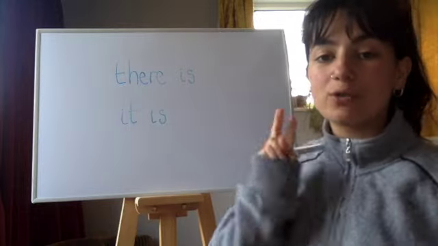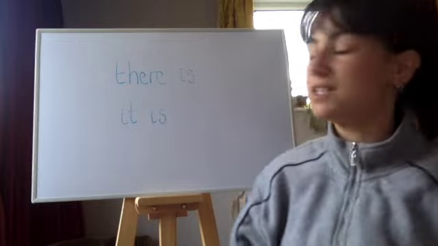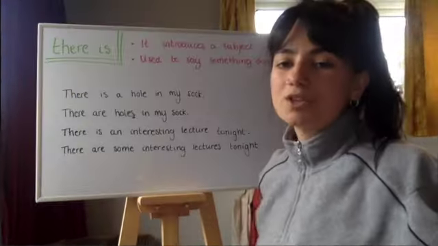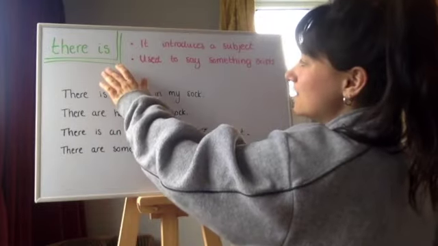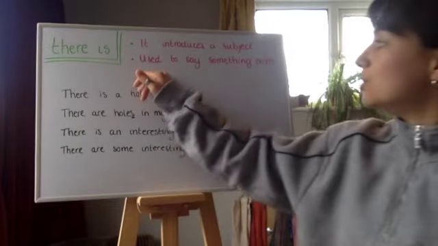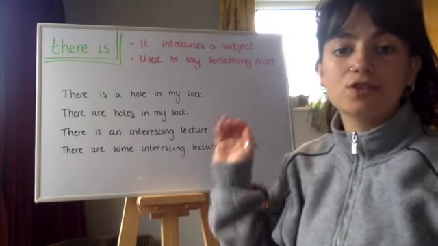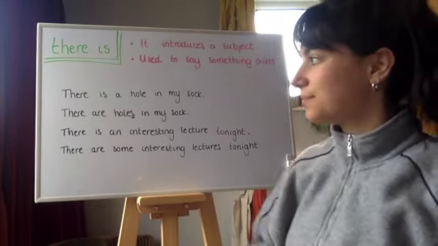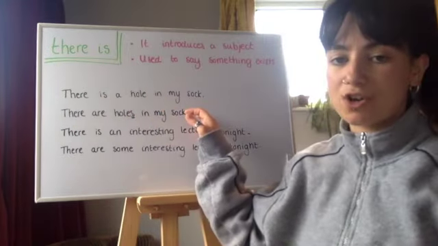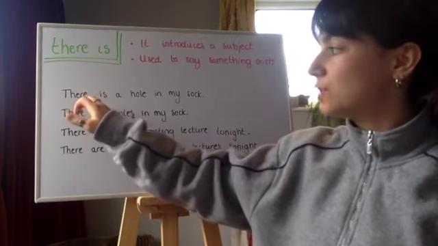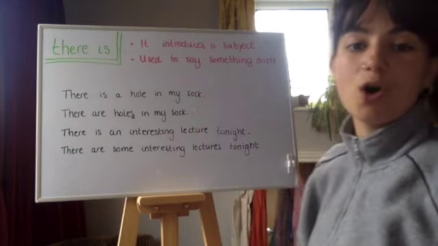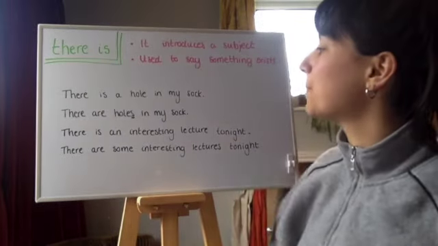Today we're going to learn about two very common phrases, there is and it is. So we use there is to introduce a subject. So it's used to say that something exists. For example, there is a hole in my sock. So the word there introduces that there is a hole in the sock.